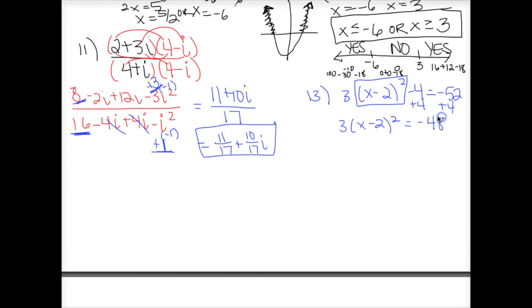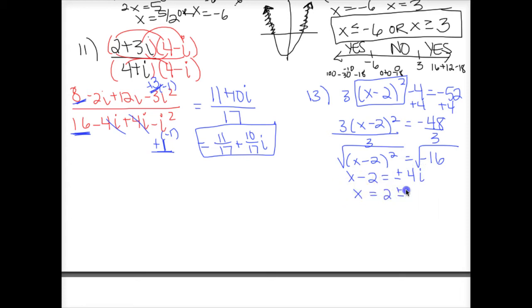So that gives me -48. Then divide by the 3. Again, you have to get it all by itself. X minus 2 squared equals -16. Now that the squared term is all alone, I can square root both sides. Don't forget to put in your plus or minus. Square root of -16 is 4i. And then add the 2. So 2 plus or minus 4i was my answer there.